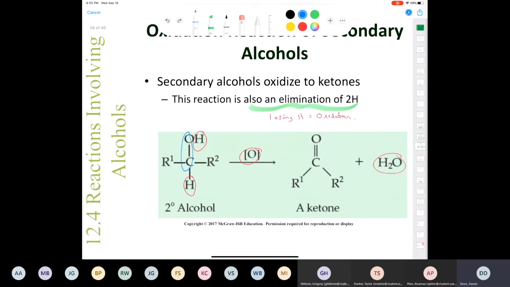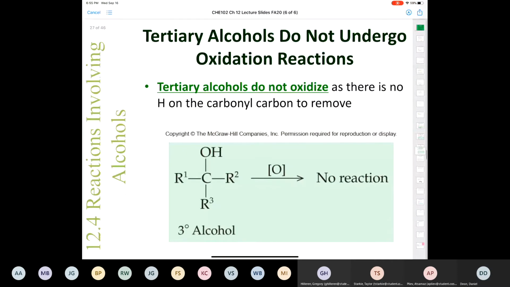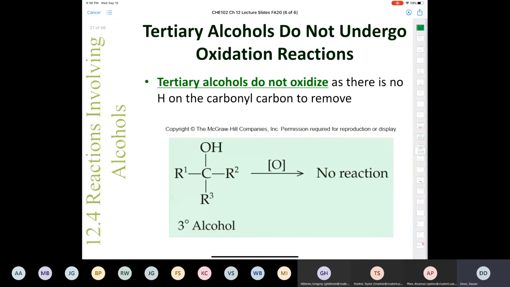Okay, so you've got to be able to know that, again, a primary alcohol gives you an aldehyde, and an aldehyde can be further oxidized to give you a carboxylic acid, and a secondary alcohol will always oxidize to give you a ketone. Now it says here, tertiary alcohols do not oxidize, and there is no exception to this. Tertiary alcohols don't oxidize at all.